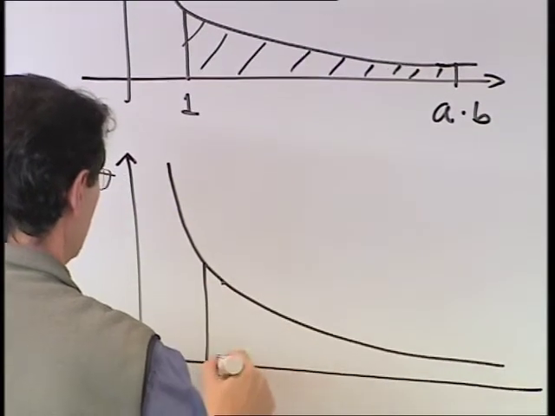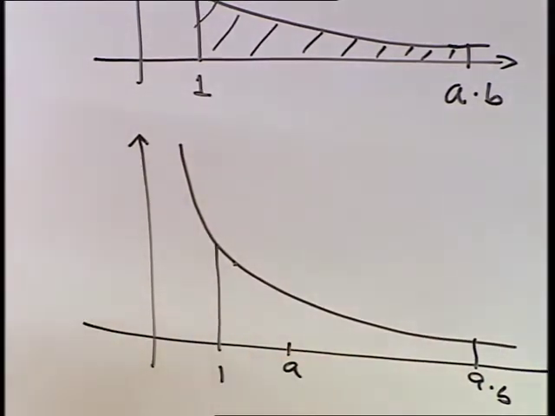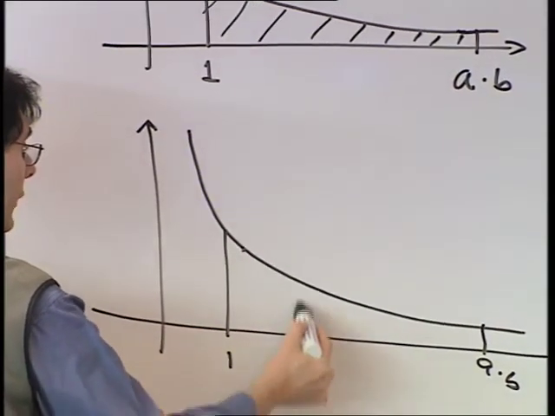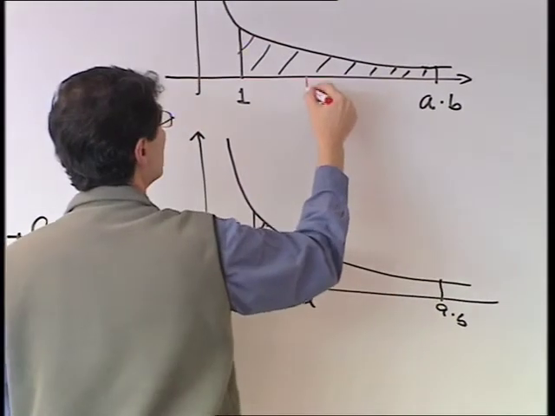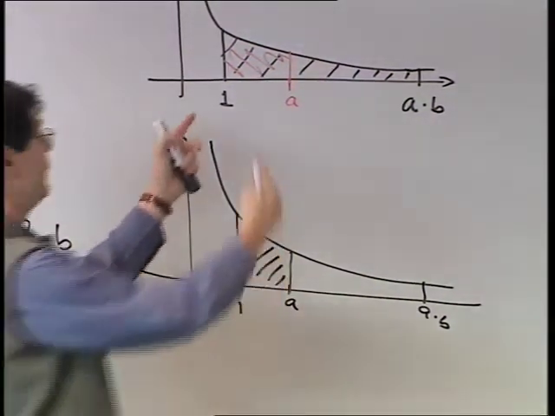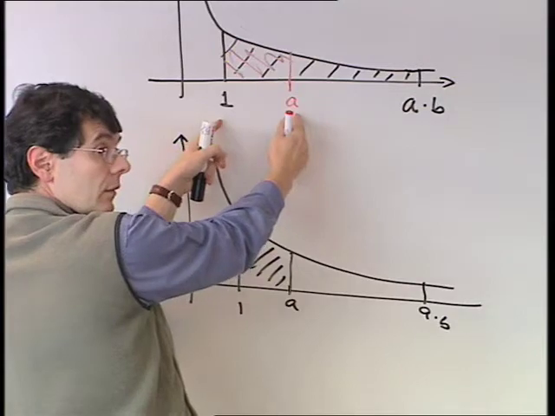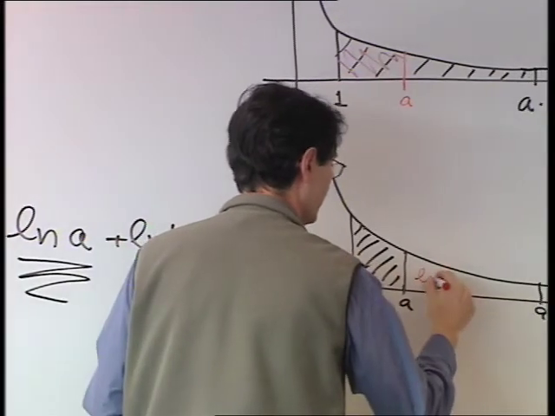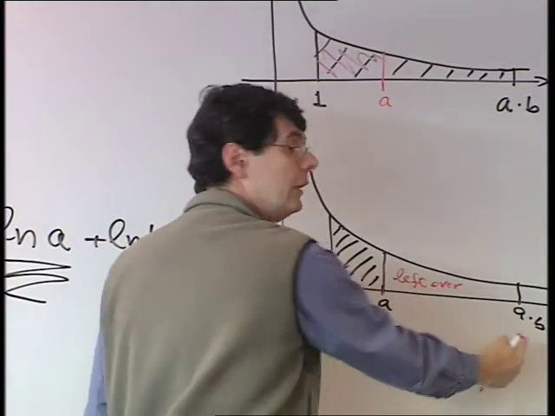Here's 1 again. Here's still the A times B. And here's the A. Log A is the area from 1 to A, so it's this. So what you're saying is that the area from 1 all the way to A times B, you can break it into the area from 1 to A, plus the leftover. The leftover is this. It's the area that goes from A to AB.